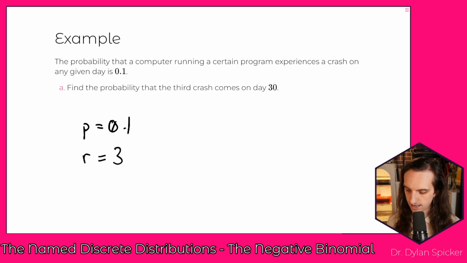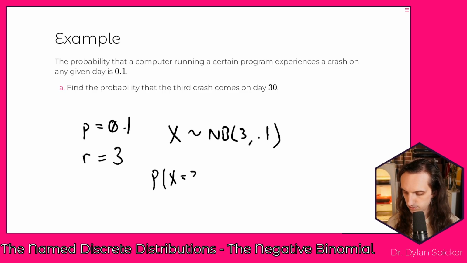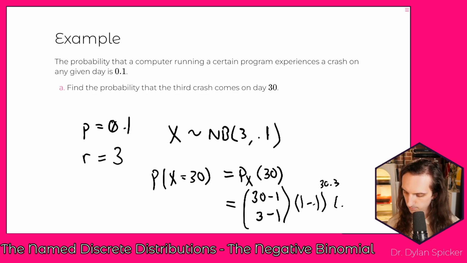And so here x counts the total number of days. This is going to be negative binomial with an r of 3 and a p of 0.1. Okay, and we want to know, well, what's the probability that x equals 30, which is just the probability mass function with 30 plugged in. The probability mass function is x minus 1, so 30 minus 1, choose 3 minus 1, right? And then we would have 1 minus 0.1 to the power of 30 minus 3 times by 0.1 to the power of 3. Okay, and so then we plug all of that into our calculator, and that will give us our probability here.